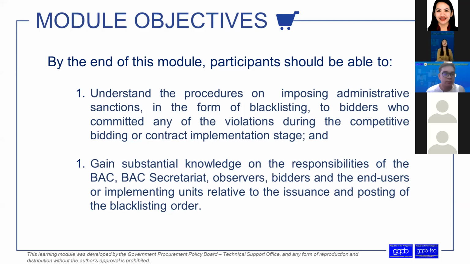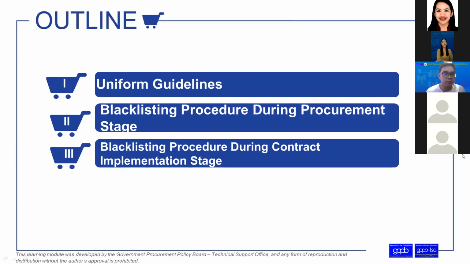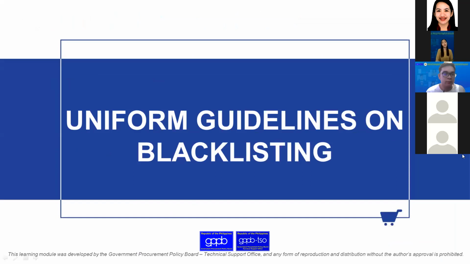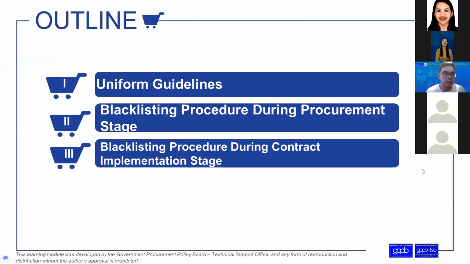So, outline of the discussion will be first, we will discuss the uniform guidelines. And then second and third, we will discuss both blacklisting procedure during procurement stage and during contract implementation stage. So, blacklisting doesn't happen only against prospective bidders and suppliers and manufacturers. It could also happen to those contractors already who have been awarded with a contract. So, iba-iba ang procedure kasi iba-iba na yung at stake.